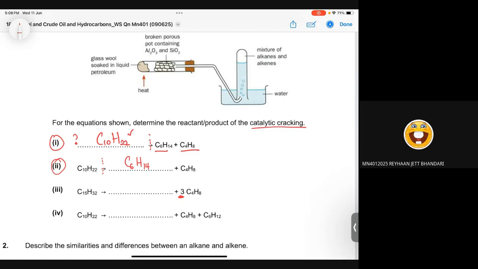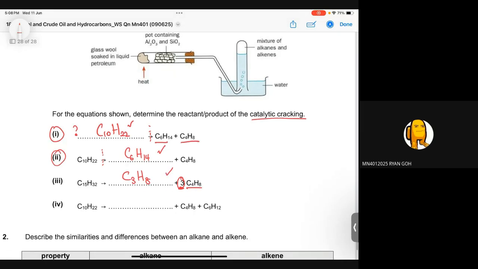How many carbon first? Carbon 11, right? No, wrong. There's 3, C4H8. So it must be C3. Okay, H how many? 32 minus 24. That's what? 32 minus 24 is what? It's 8, right? Correct. Good.